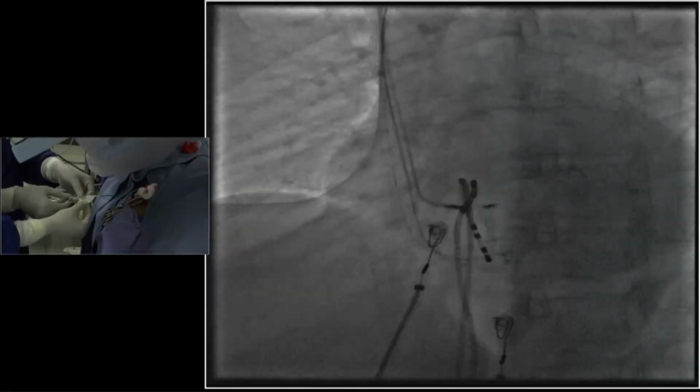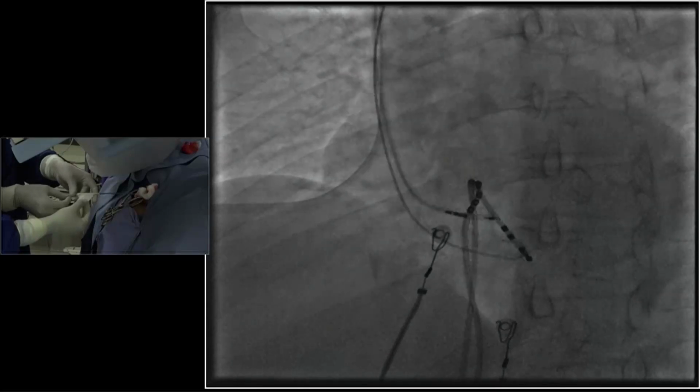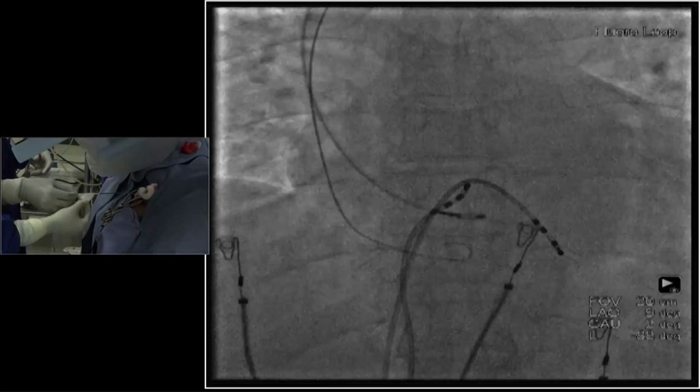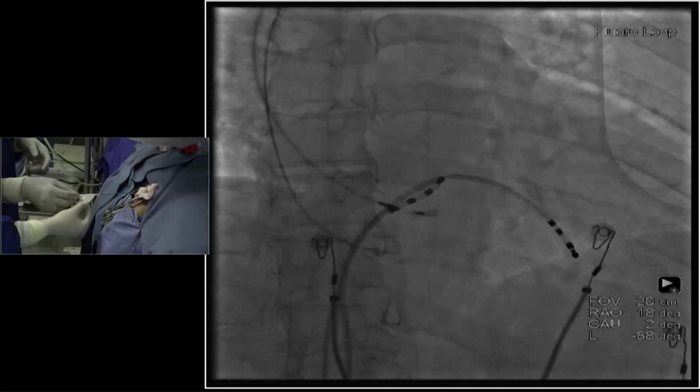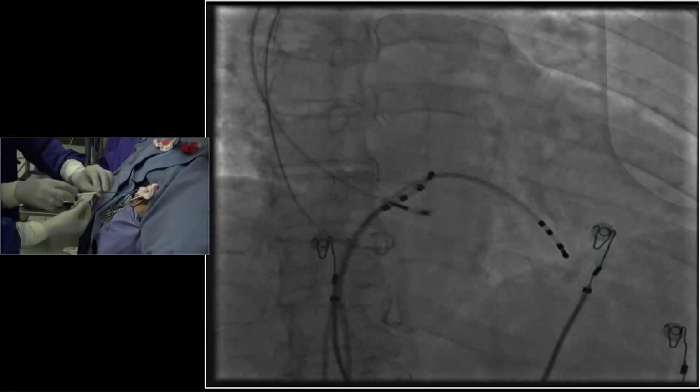So I'm going to give a little rotation. My hub is now pointing towards RAO. It's slipping. Switch off the fluoro. It is saving everything.